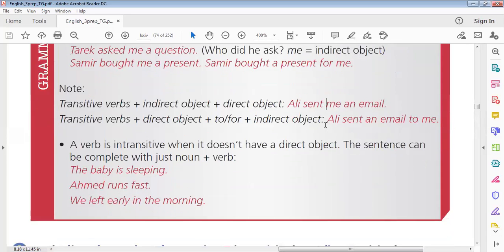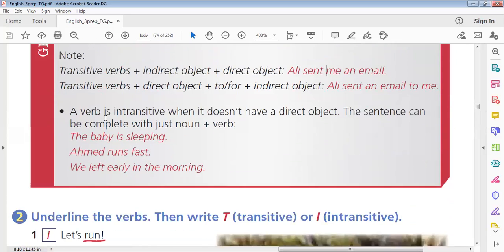You know, a verb is intransitive when it doesn't have a direct object. Yes, we have in English some intransitive verbs that don't need an object after them at all. Like this, the baby is sleeping. So where is the object here? We don't have an object. Ahmed runs fast. Fast here, as you know, is not an object. This is an adverb. We left early in the morning. So we don't have an object here.